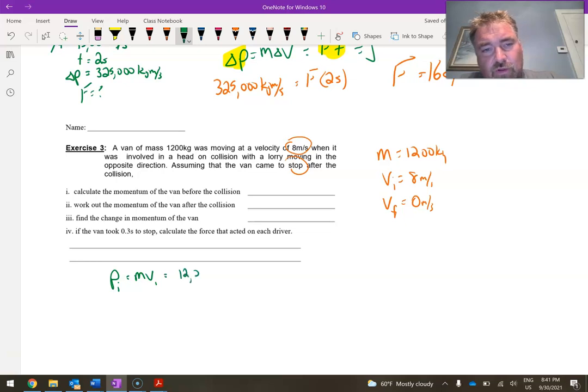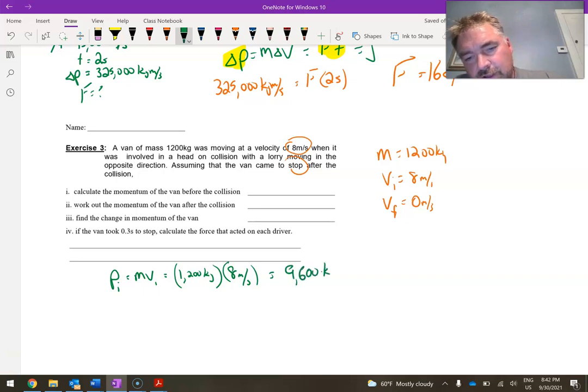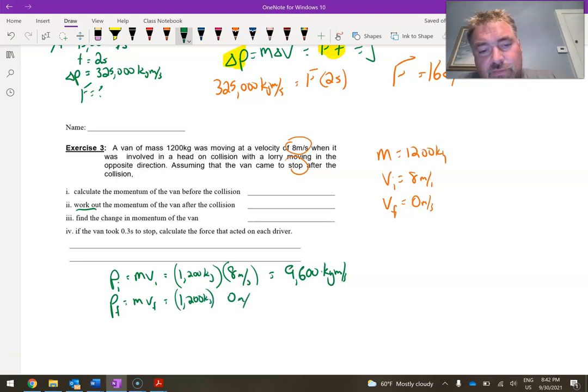In this case, it's going to be 1,200 kilograms. I put that in the wrong spot. I'm going to multiply 1,200 kilograms by my initial velocity of 8 meters per second, and I get 9,600 kilogram meters per second. They want us to work out the momentum of the van after the collision. That part's easy, because now we're looking for P final, so that's mass times v final. We still have our 1,200 kilograms, but now our velocity is 0 meters per second, so that's going to be nice and easy: 0 kilogram meters per second.